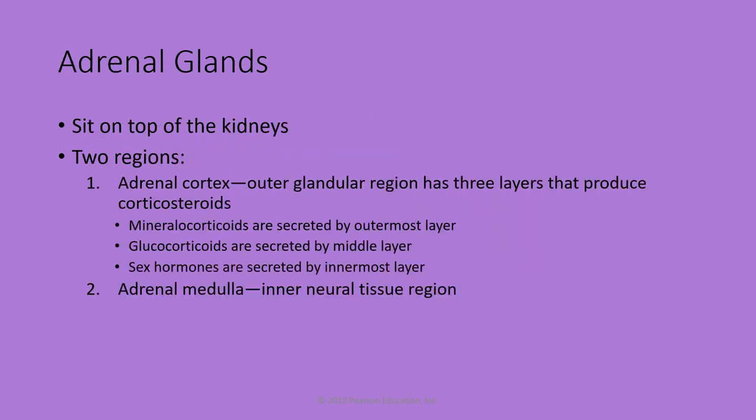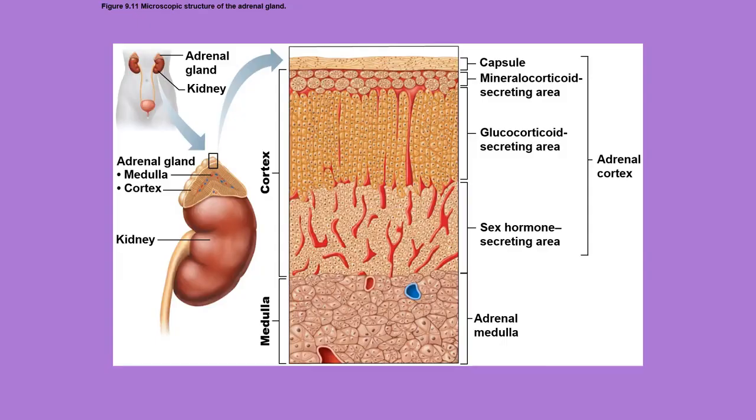The adrenal glands sit on top of the kidneys. There's 2 regions for them, the adrenal cortex and then the adrenal medulla, where the adrenal cortex is the outermost area, and then the adrenal medulla is the innermost area of these. So as you can see, the kidney is right here with the adrenal gland on top of it. Cortex outer, medulla inner area.